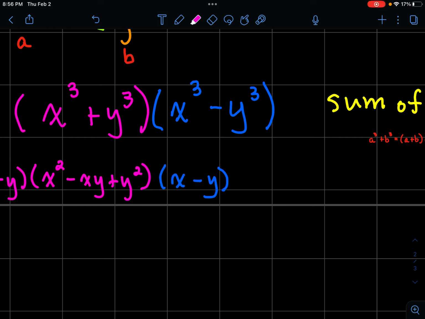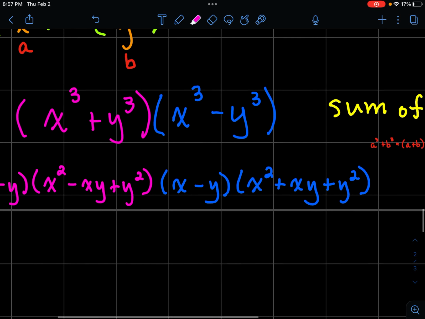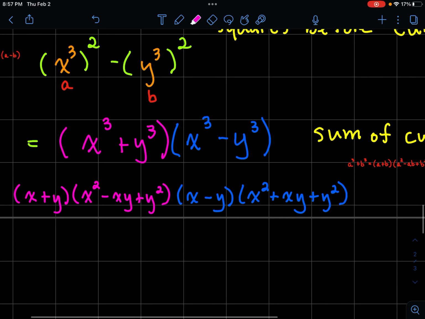Now we'll jump over to the blue parenthesis. Because of the difference of cubes, we'll have x minus y. And we fill in our parentheses afterwards. Whatever goes here is the square of the first term. So x squared. In the middle, we multiply our two terms together, which is xy. And then the third term, we square the final term, and we get y squared. And there you have it. We took a polynomial that was only two terms, and we really strung it out into all of its factors.